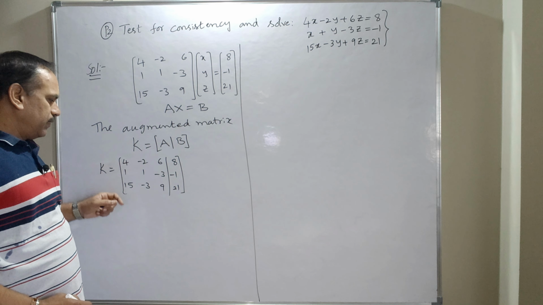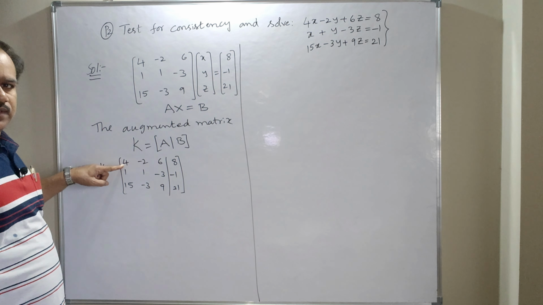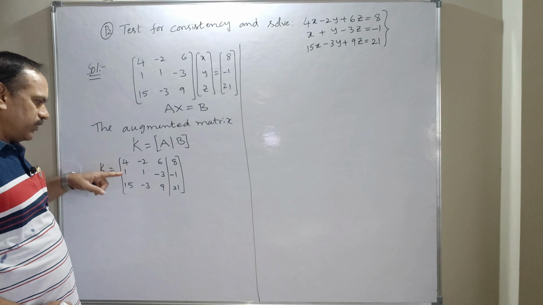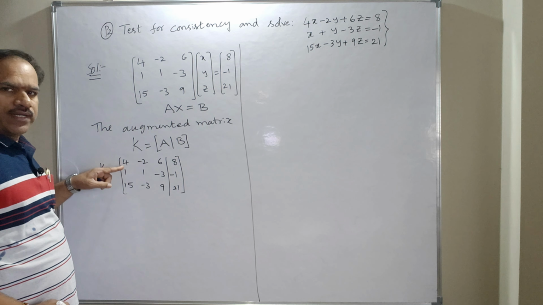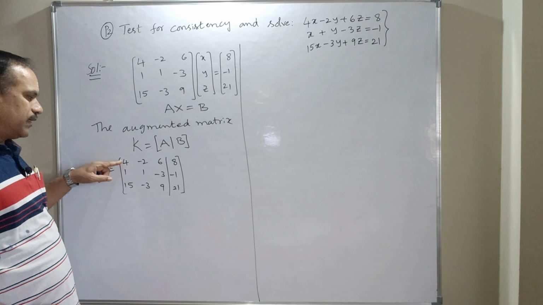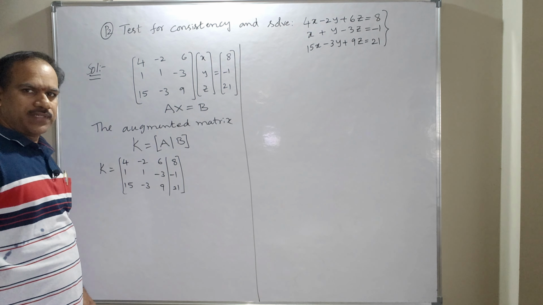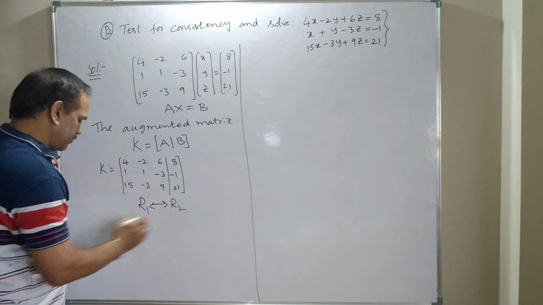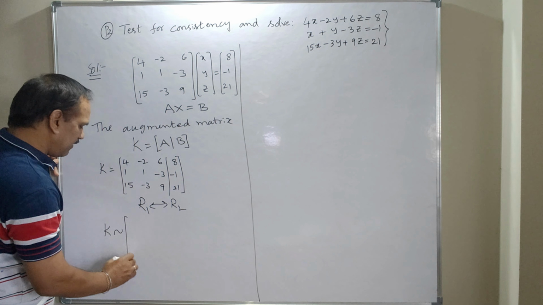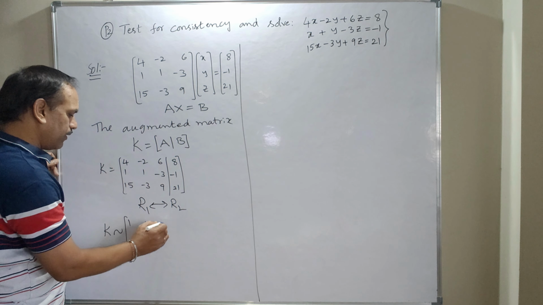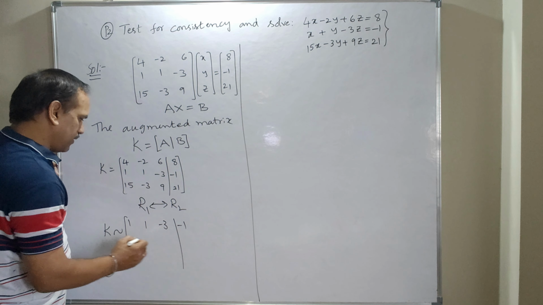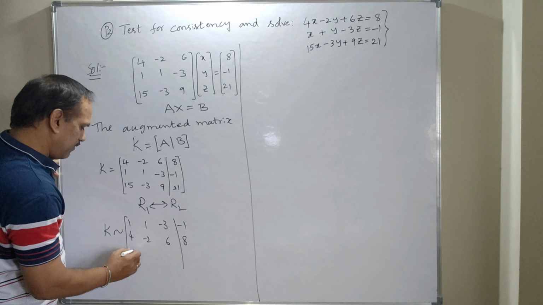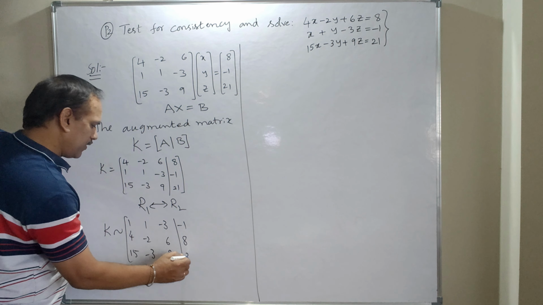For that, if you have 1 here, the job becomes easy. So I swap the first two rows, so you have 1 here and you have 4 here. If you have 1 in the A11 place, the job becomes easy. Therefore I swap R1 and R2. So K is now similar to 1 1 minus 3 minus 1, 4 minus 2 6 8, 15 minus 3 9 21.